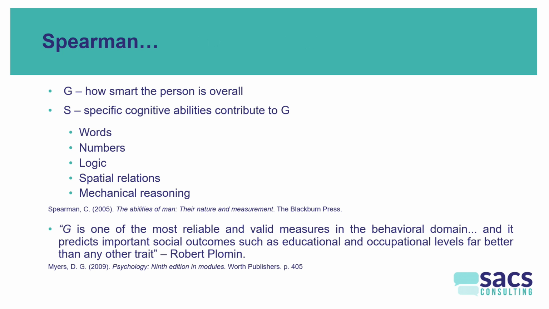And G has been demonstrated in a range of different research to be one of the most reliable and valid measures in the behavioural domain. It predicts social outcomes such as educational and occupational levels far better than any other trait. So that's a quote from Robert Plomin, one of the great researchers in the genetic causes of cognitive ability.